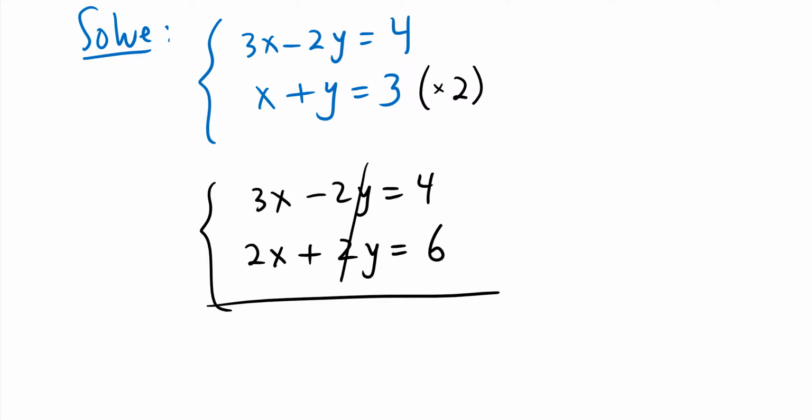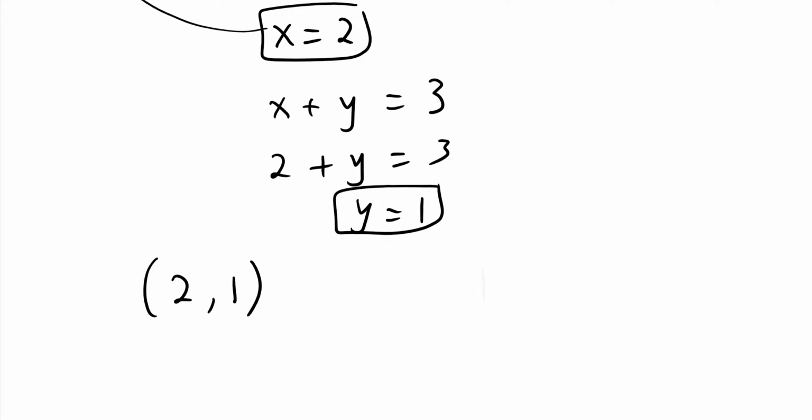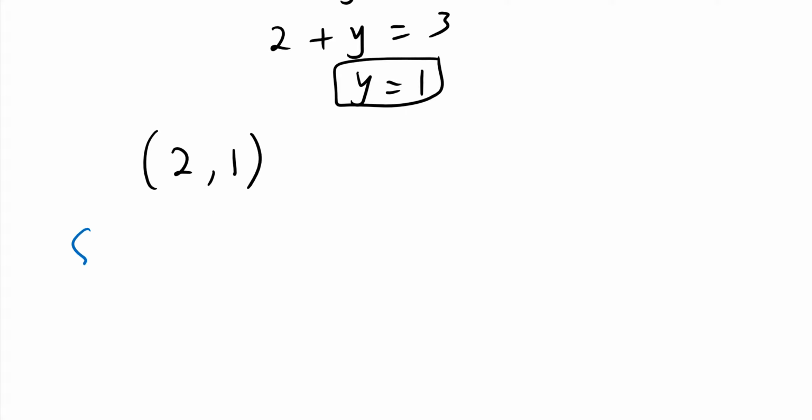5x is 10. X is 2. And I got the x value. I'm going to substitute this back into the second equation right there. X plus y is 3. I want to find its corresponding y value. So 2 plus y is 3. Y in this case is 1. So that gives us one solution, (2, 1). Keep in mind that means the system is independent. Let's look at another example.